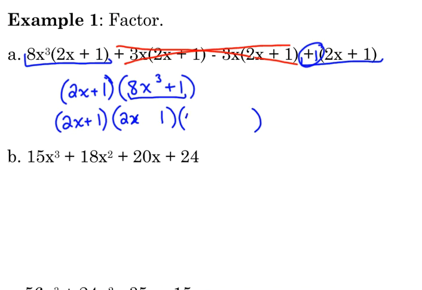Okay, square the 2x: 4x squared. Multiply the 2x and the 1 by each other: 2x. Square the 1. 1 squared is 1. We started with a plus up there, so it's the same sign, positive, then opposite, so it's negative, and the last sign is always positive.